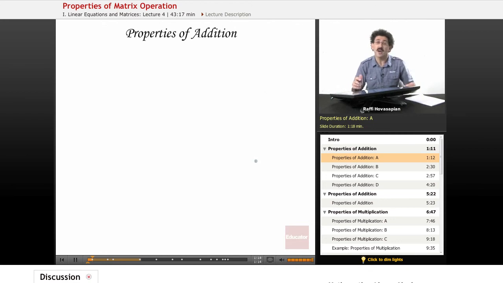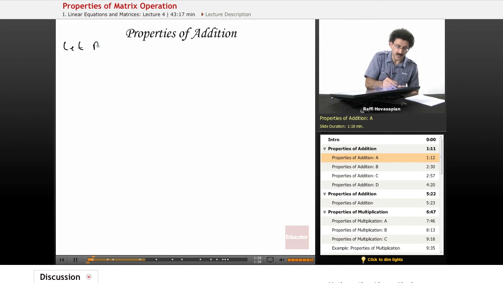Okay, the first thing we're going to be talking about are the properties of addition, properties of matrix addition. So let's go ahead and list them out. We will let A, B, C, and D be matrices. More specifically, we want them to be actually m by n matrices.